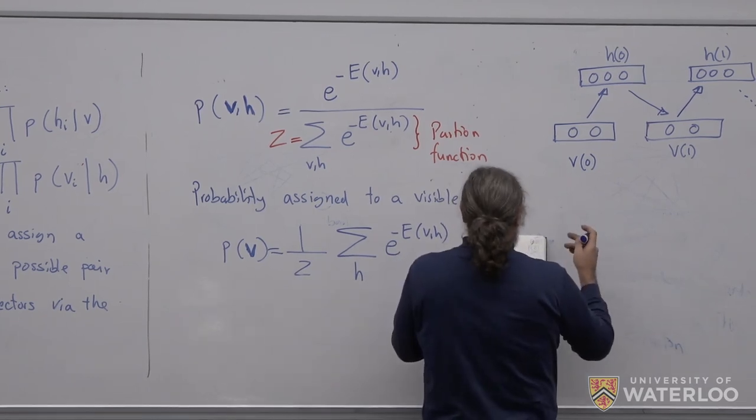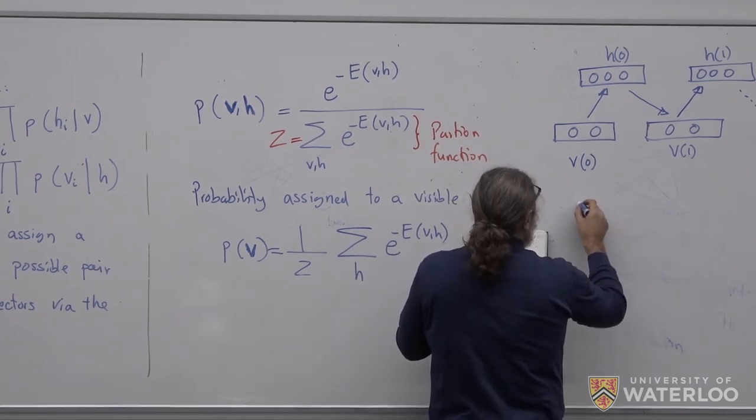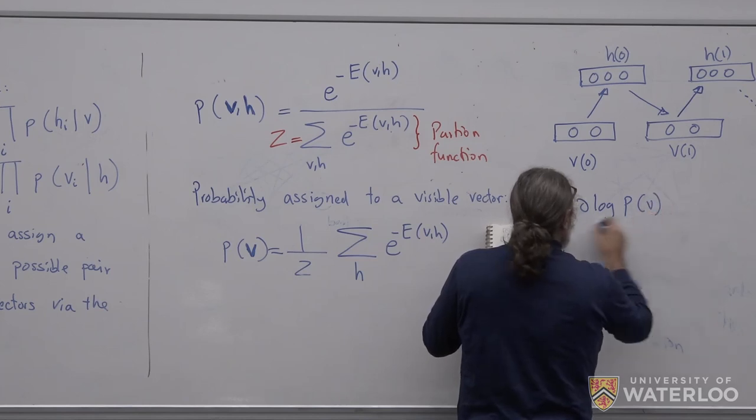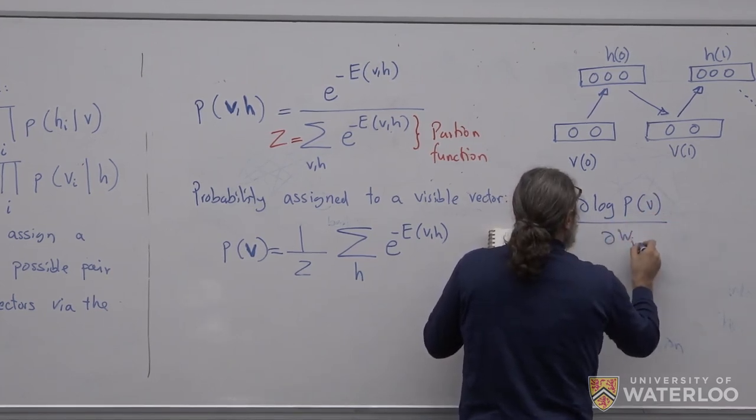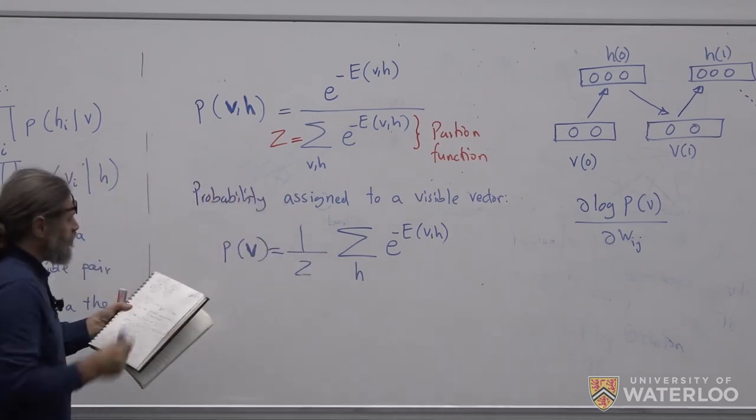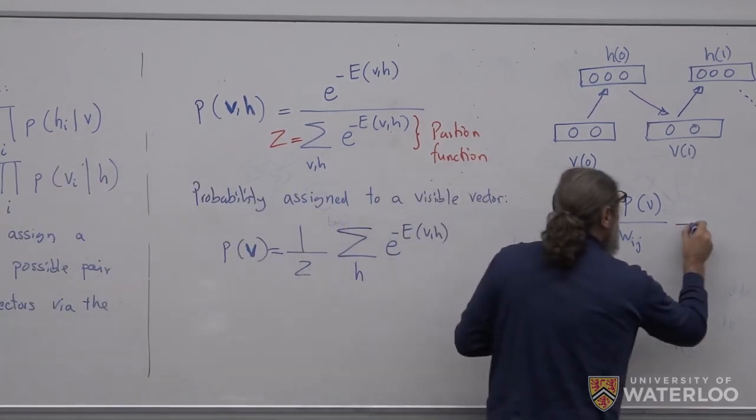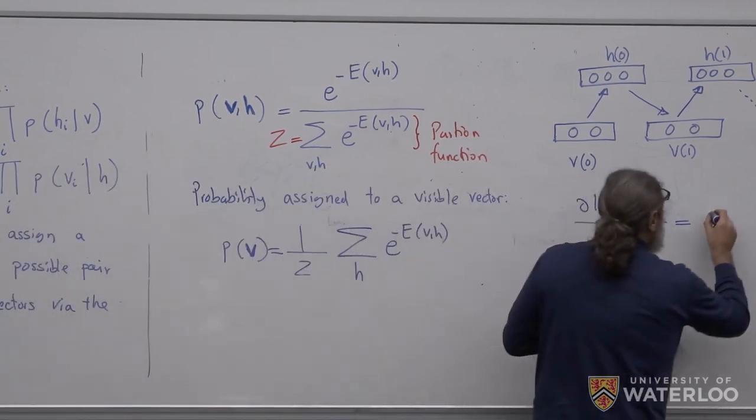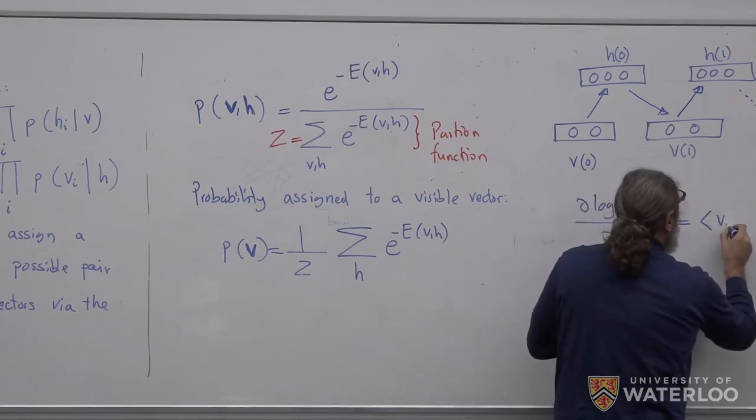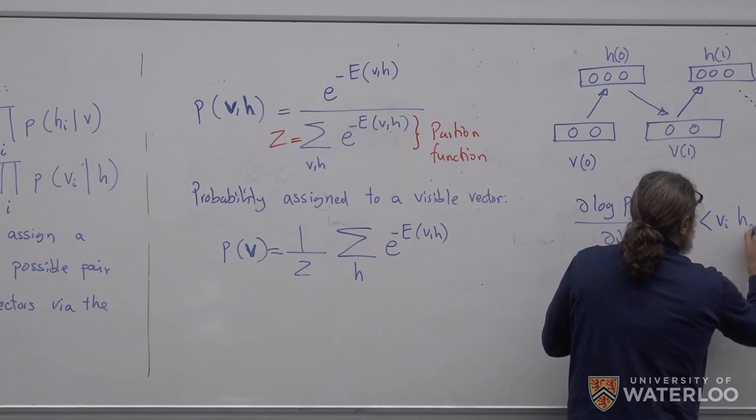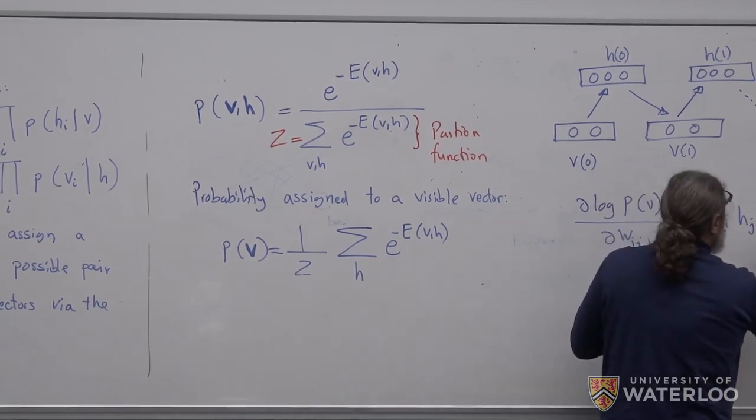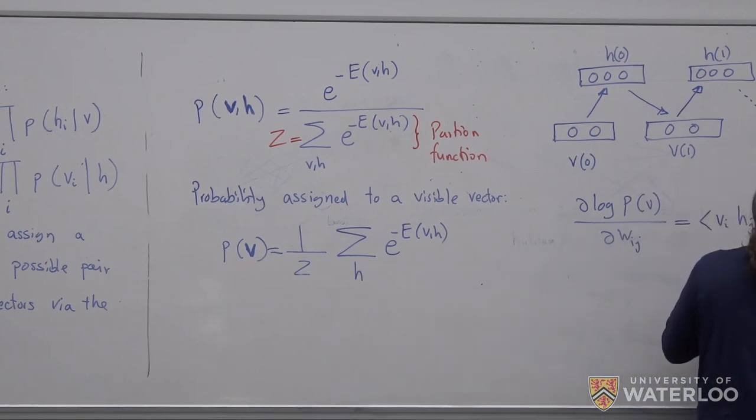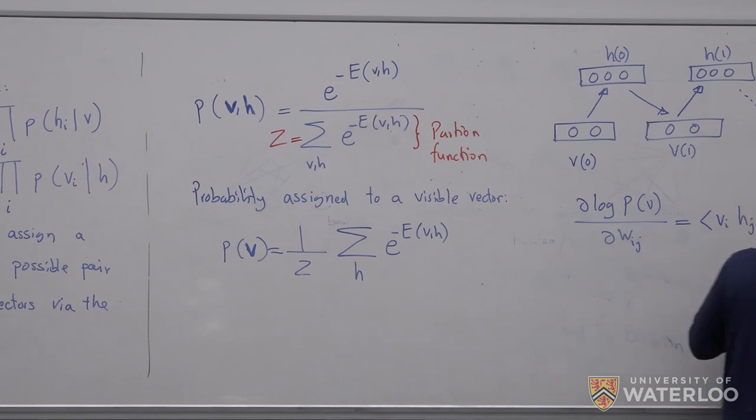Because these are bits, zeros and ones, if I take the derivative of the log of the probability of V over the weights, W sub ij, that log loss function would be something like this. You look at the ensemble of V sub i, H sub j of training, minus the ensemble of V sub i times H sub j of the model.